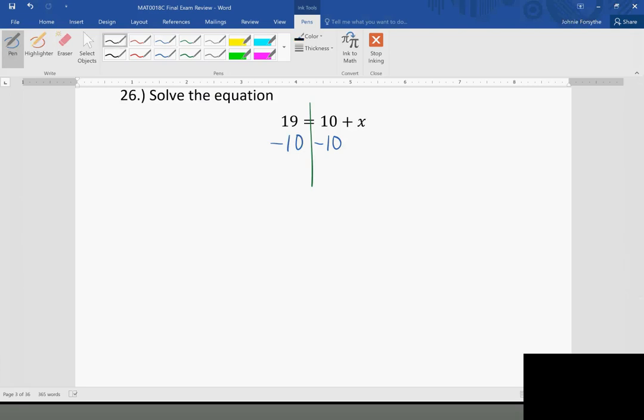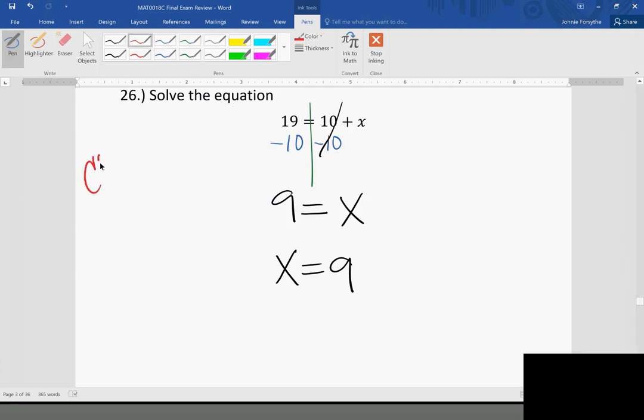So now on the left, I have 19 minus 10, which is 9, equals, bring down that x. So I can write that the other way and say, so x equals 9.